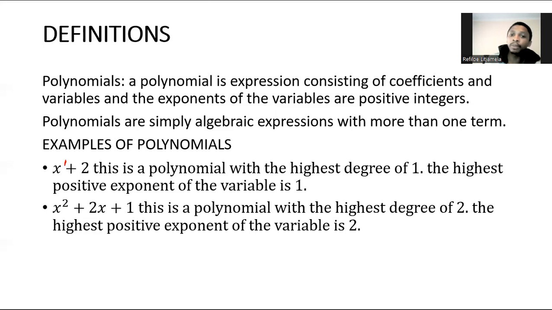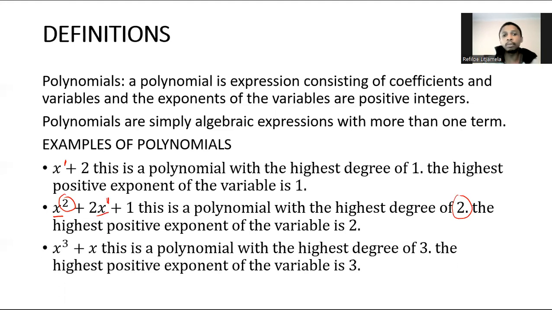This is a polynomial with the highest degree of 2. That is because the highest degree of the variable x is 2, because the x in the middle only has the exponent of 1, so the highest degree will be 2. The last one is a polynomial with the highest degree of 3. That is because the highest exponent of the given variable x is 3.